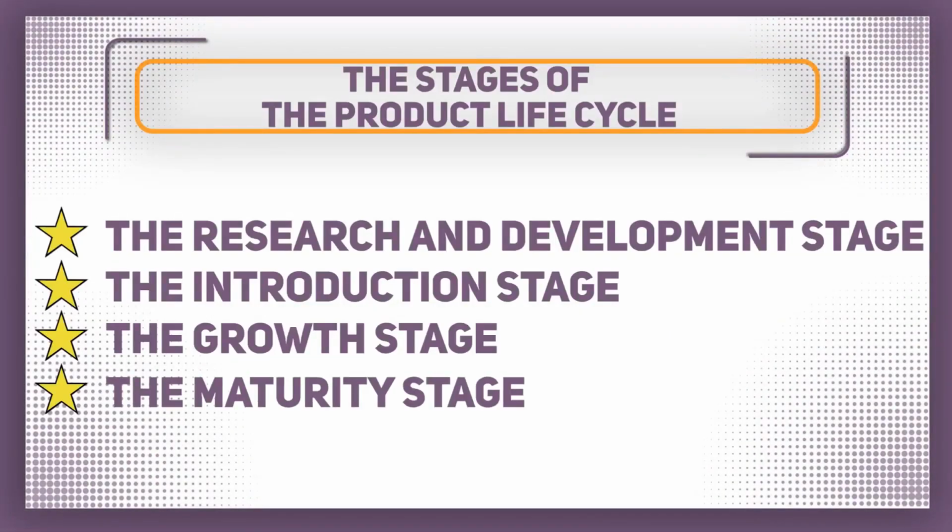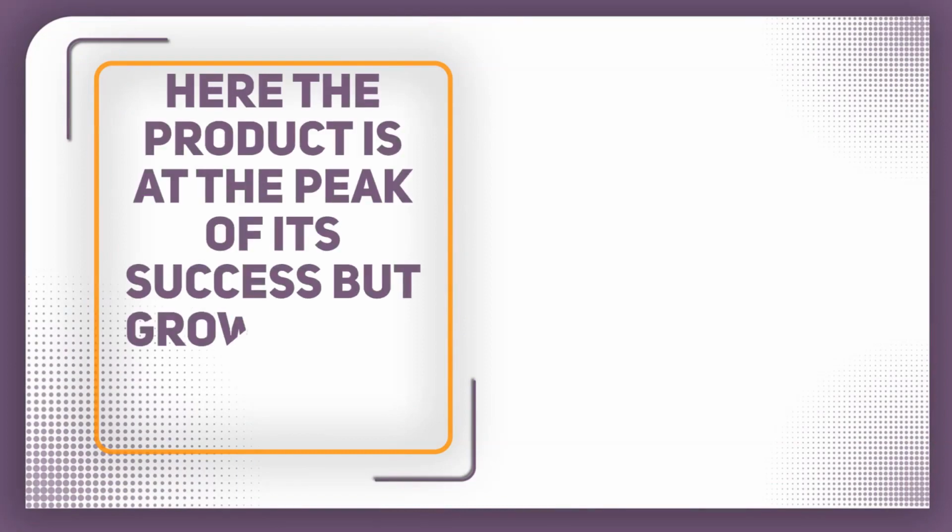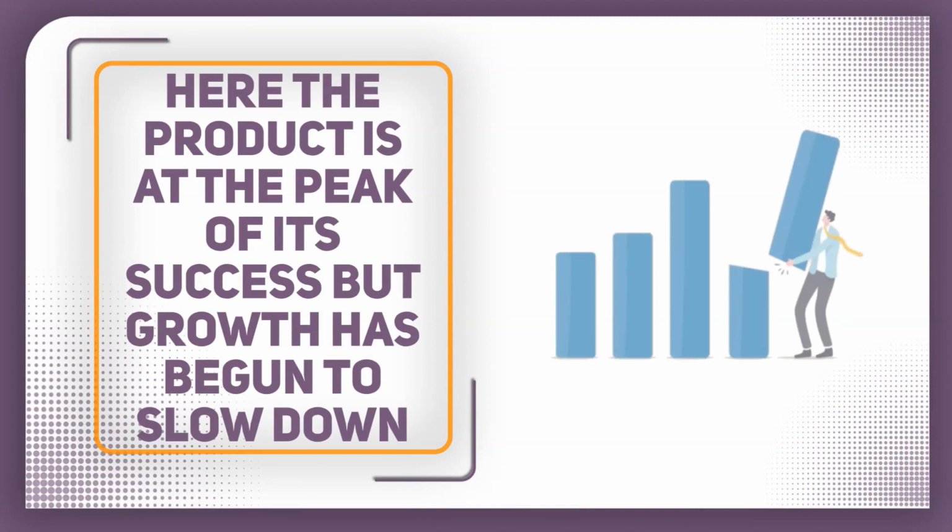The maturity stage. Here, the product is at the peak of its success, but growth has begun to slow down. Some products may have particularly long maturity stages, and for others, it may be much shorter. Facebook, the long-lived social network giant, may be easily considered as one that has reached the maturity stage. Despite the scandals due to data leaks which caused some users to leave, this social network still remains one of the most used around the globe.